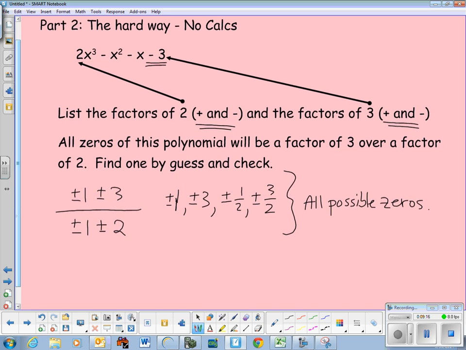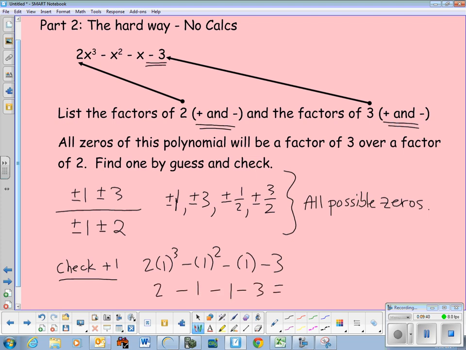So, it would be nice if plus 1 were a 0. So I'm going to check out plus 1. When you check plus 1, that just means plugging 1 into your polynomial and seeing if you get 0. So I do 2 times 1 cubed minus 1 squared minus 1 minus 3. 2 times 1 cubed, that would be 2 minus 1 minus 1 minus 3, which is definitely not 0. Let's see, what is that? -3.